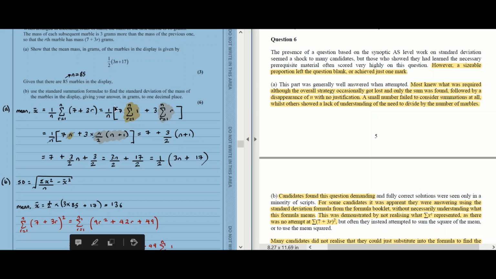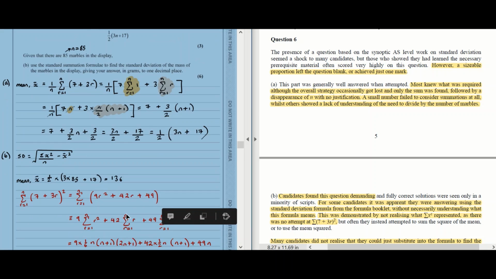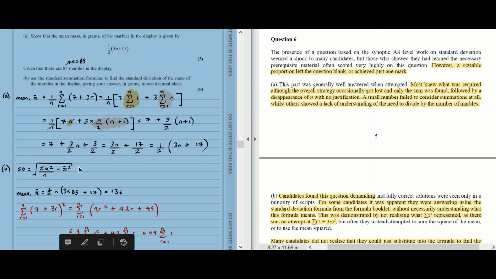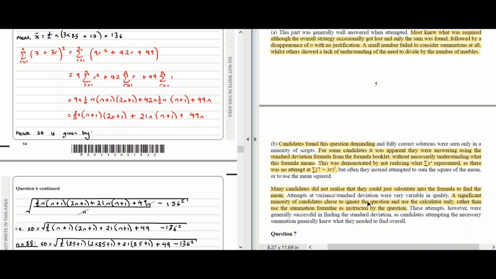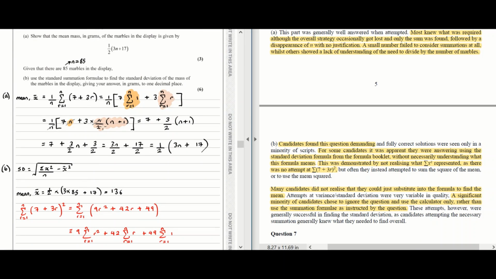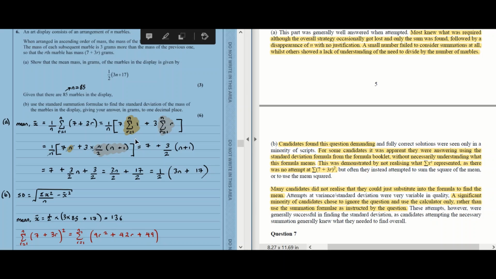All you just have to do is just sub 85 back into here to find out what the mean is. A lot of people did not relate the sum of x squareds to this bit here, and that's how they came across a lot of the errors. A lot of people used the calculator to find out the mean, to find out the standard deviation, which was completely incorrect. The question says use the standard summation formula to find the standard deviation. So overall, a very difficult question.